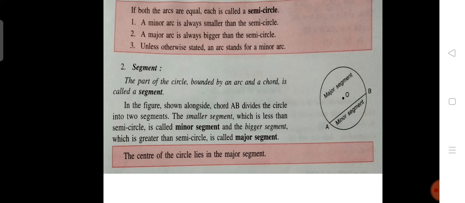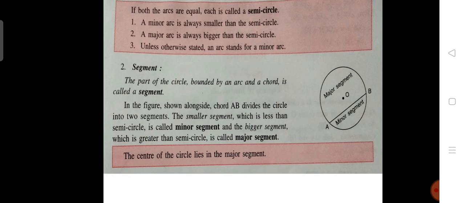According to the semicircle, the largest part is the major arc. A major arc is always larger than the semicircle, and the smallest part, the minor arc, is always less than the semicircle. So this is an arc. When a chord divides a circle into two parts, each part is an arc. If they are unequal, they are the major arc and minor arc. If they are equal, we say they are semicircles.